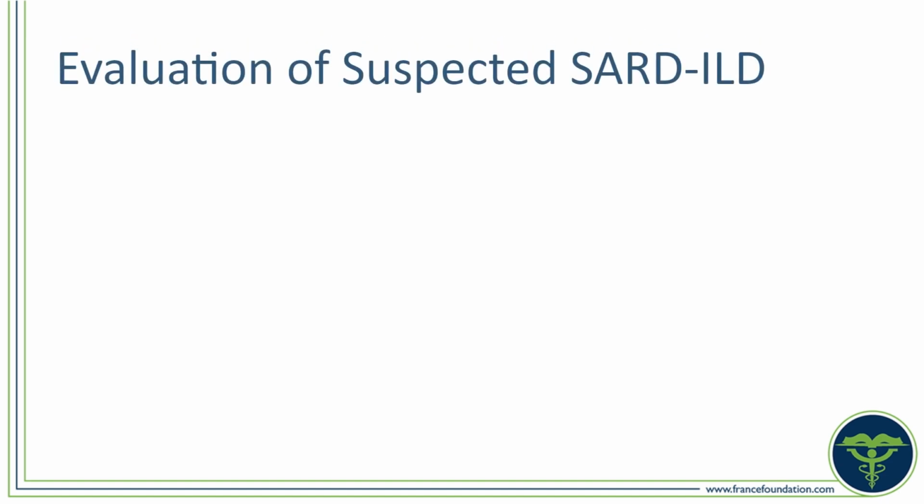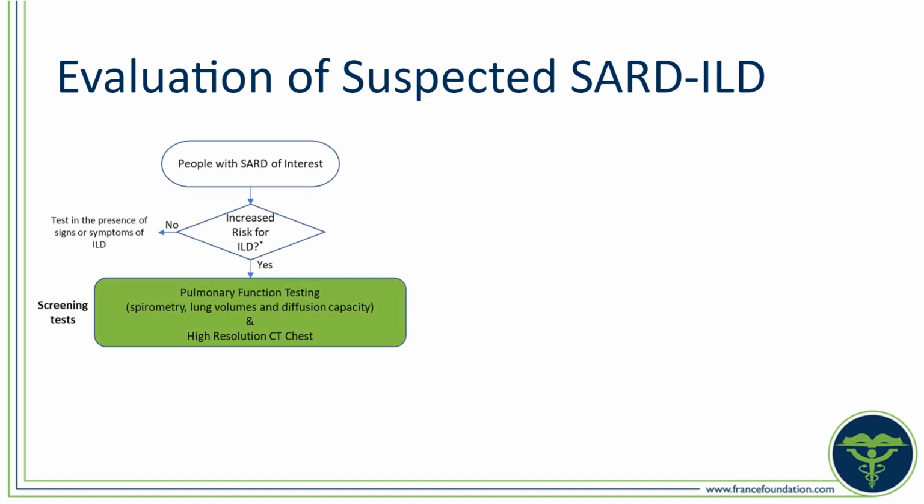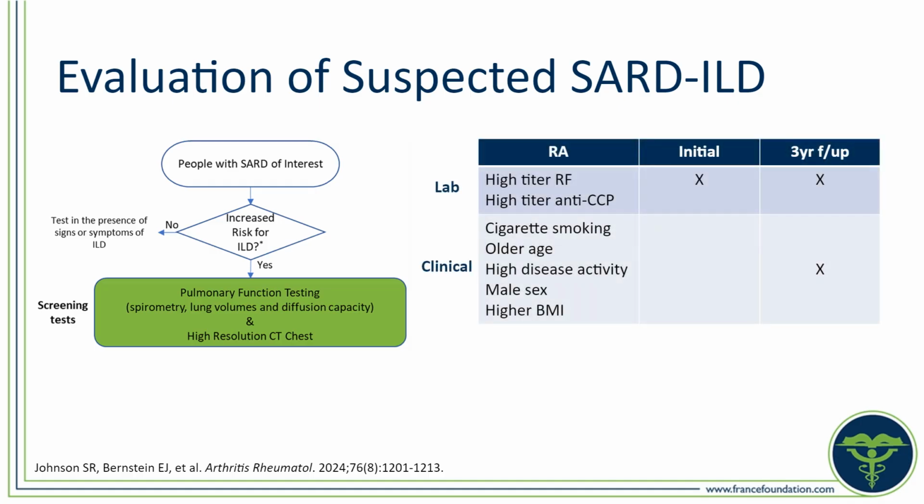So let's apply these guidelines now back to our patient. So we start with a patient who has a rheumatic disease of interest like rheumatoid arthritis. The next step is we assess whether this patient is at an increased risk for interstitial lung disease. Now in this table on the right, we evaluate some of these recommended parameters from the guideline. So on her initial evaluation when we made the diagnosis, the only risk factor present was the laboratory testing. She had high titer rheumatoid factor and high titer anti-CCP antibodies.